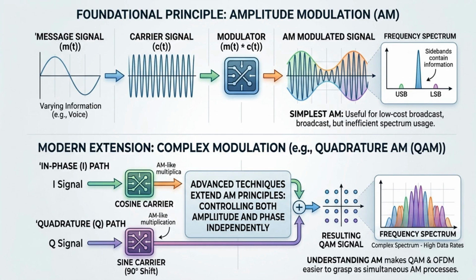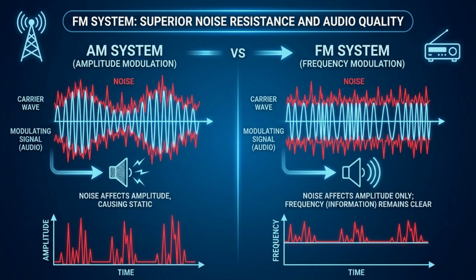A common misconception is that AM is obsolete, and therefore unimportant. While modern systems rarely use simple AM for high-speed communication, many advanced modulation techniques are direct extensions of the same underlying principles. Understanding AM makes more sophisticated systems much easier to learn. In the next lesson, we will study the FM system and discover how varying the frequency of the carrier, rather than its amplitude, provides much better resistance to noise and higher audio quality.